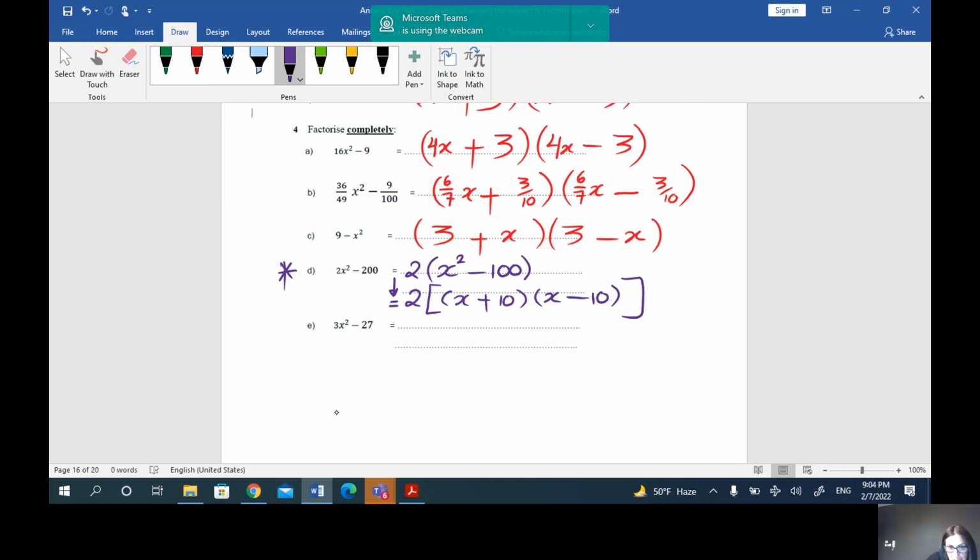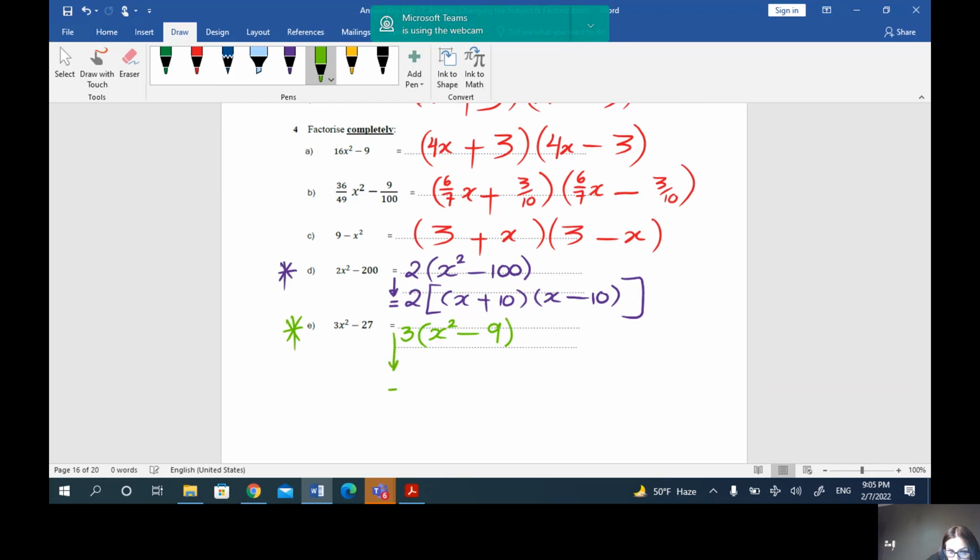Okay, here 3x squared minus 27. Can we factorize the 3? 3 is going to come out, open a bracket, x squared is left, minus 9. 3 times x squared is 3x squared, 3 times negative 9 is negative 27.